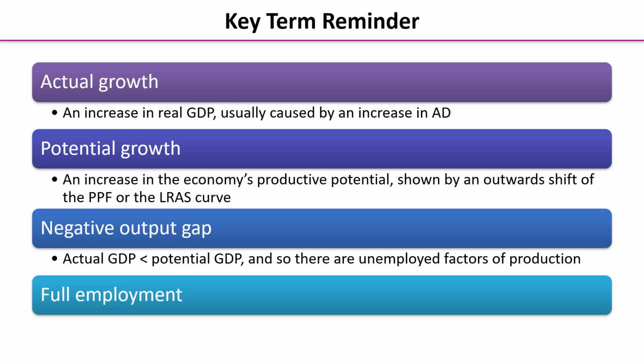And then the negative output gap is the difference between actual GDP and potential GDP, where actual GDP is below the potential, so you've got unemployed factors of production. And finally, full employment, when all factors of production are being fully and efficiently used. Good, so on to the next slide.